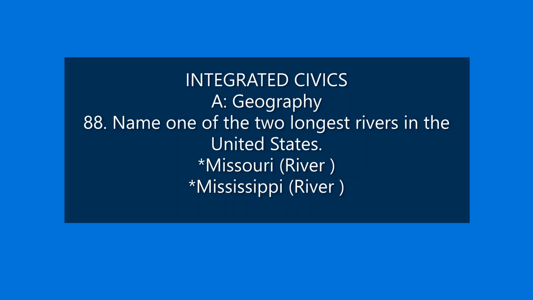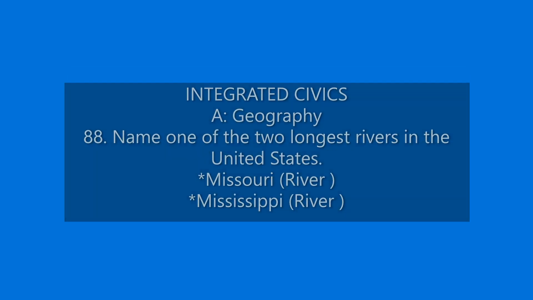Now, let's continue to Part 3, Integrated Civics. Section A, Geography. Question number 88. Name one of the 2 longest rivers in the United States. The answer, it'll be Missouri River, or you can say it'll be Mississippi River.